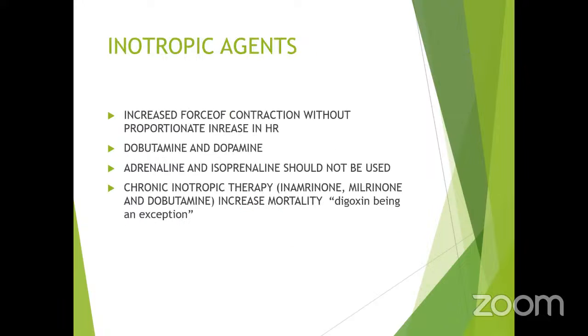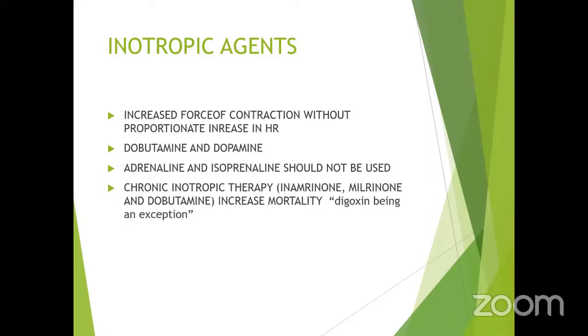The inotropic agents mainly increase the force of contraction without proportionately increasing the heart rate. The main drugs are dobutamine and dopamine. Adrenaline and isoprenaline should not be used, as said before. Adrenaline acts on alpha 1, alpha 2, beta 1, beta 2 receptors, isoprenaline only on beta 1, beta 2. There is no doubt that isoprenaline increases the heart rate, and the patient may even complain that the heart is coming to the mouth and say that thumping of the heart is there. Such is the effect of isoprenaline and adrenaline.